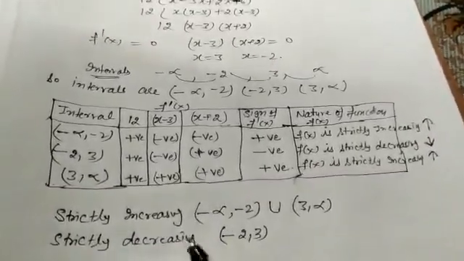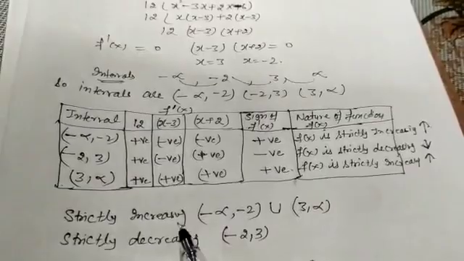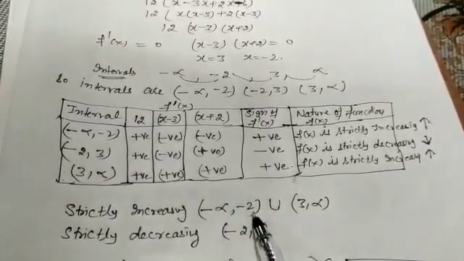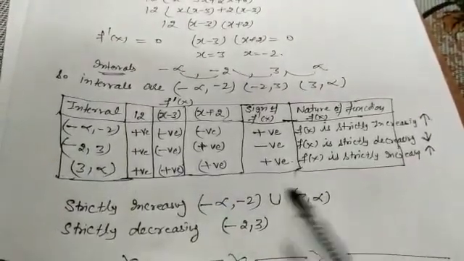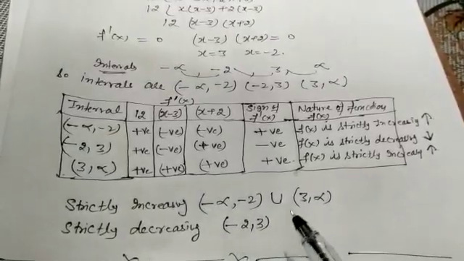We observe the function is increasing in two intervals. So let us join the result with the help of union. Strictly increasing from minus infinity to minus 2 and from 3 to infinity, and strictly decreasing from minus 2 to 3.